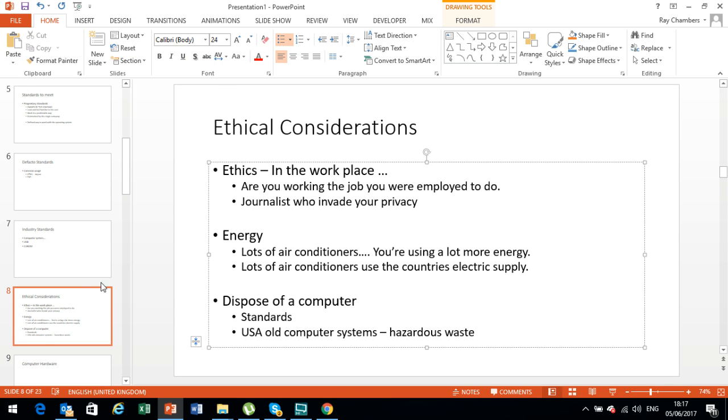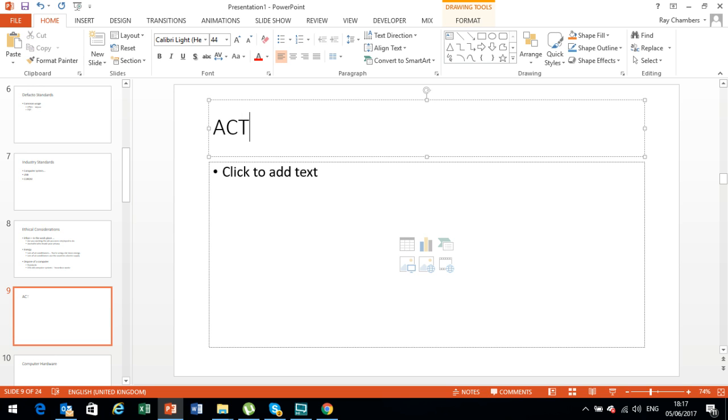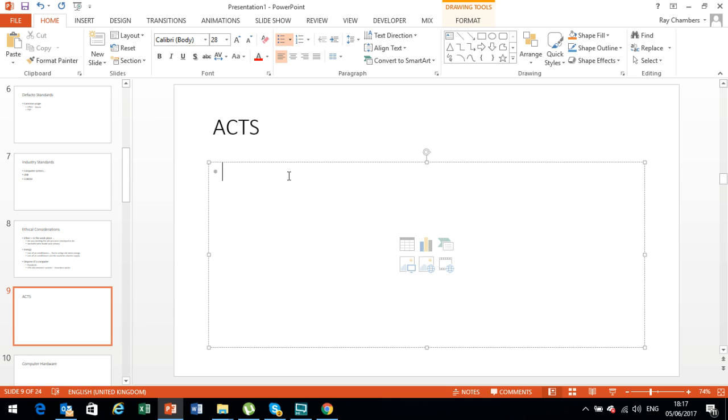Just to finish this off, we also have a number of acts. Year 11 are learning a slightly different spec, Ben. Okay? But some of this overlaps.